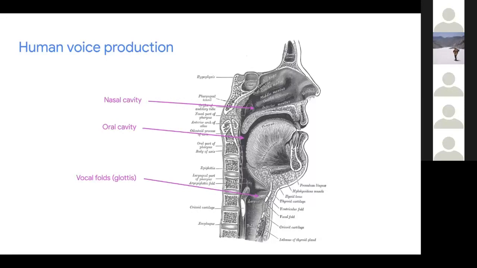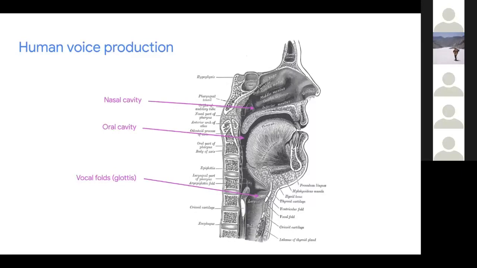So that's the real natural source for periodic sounds. For the unvoiced sounds, the fricatives and the plosives, you still have the airflow from the lungs, but then your articulators in the rest of the mouth form the sound.